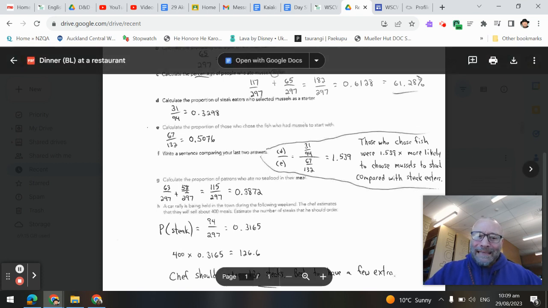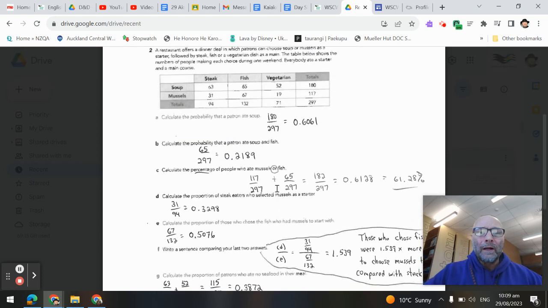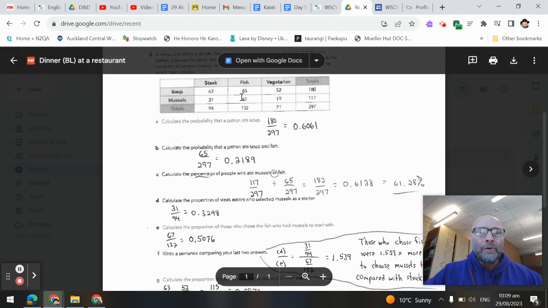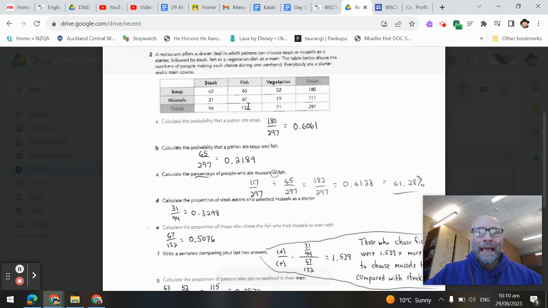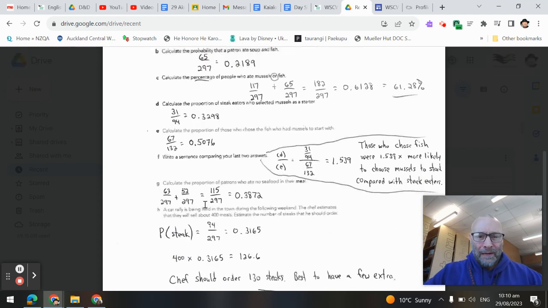Next, calculate the proportion of patrons who ate no seafood in their meal. Well, which of these are no seafood at all? Well, that's steak, and that's mussels. That would be seafood. So we got 63 out of 297. Fish would definitely not be vegetarian, and this vegetarian is 52 out of 297. So those would be the two you would add up. 63 plus 52 over 297 is 115 over 297, and that's 0.3872.